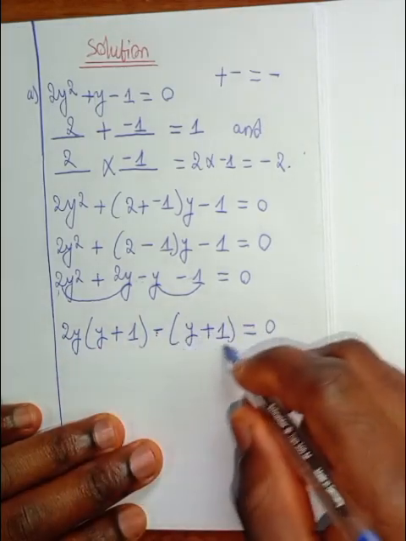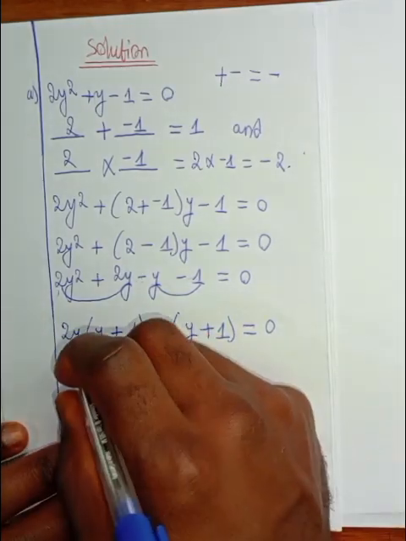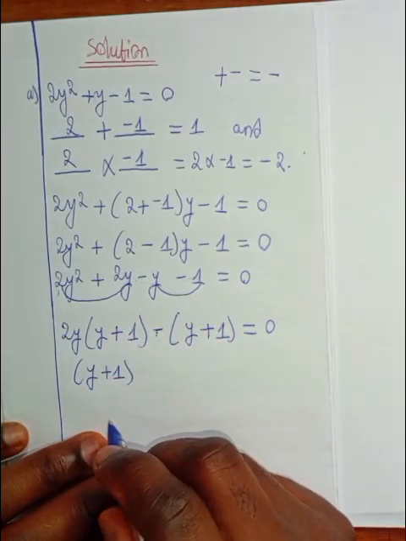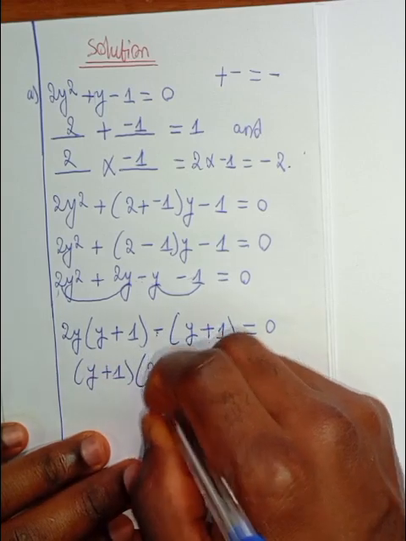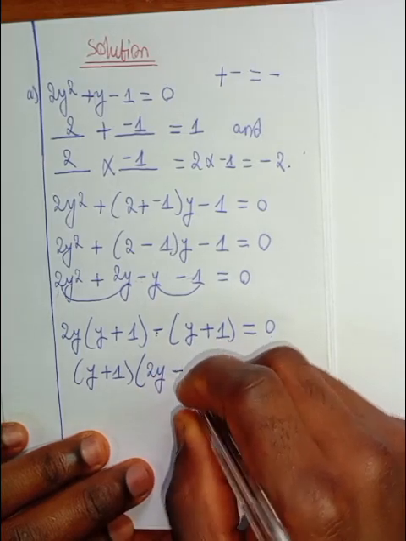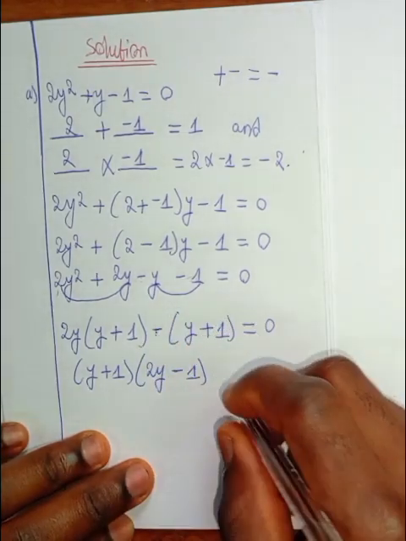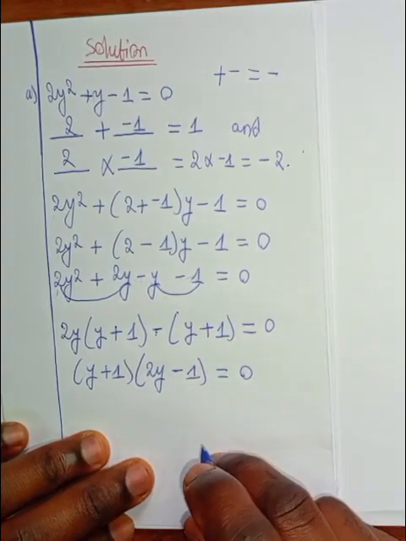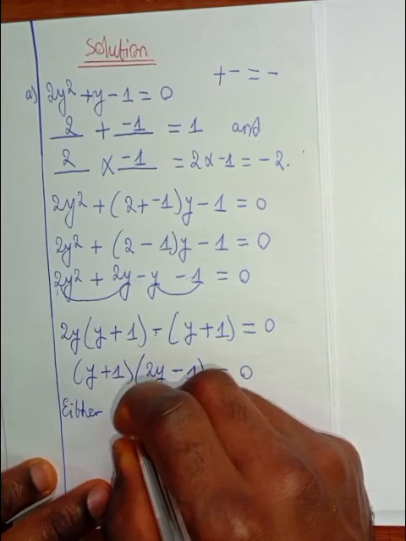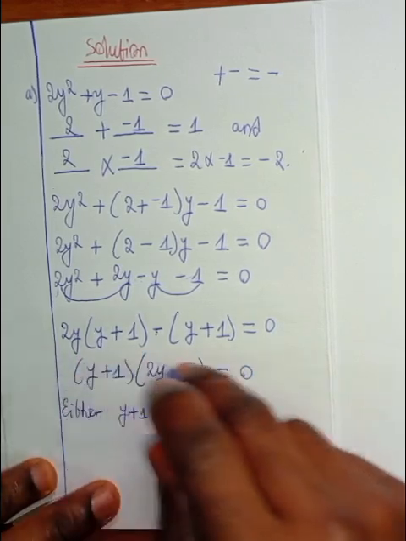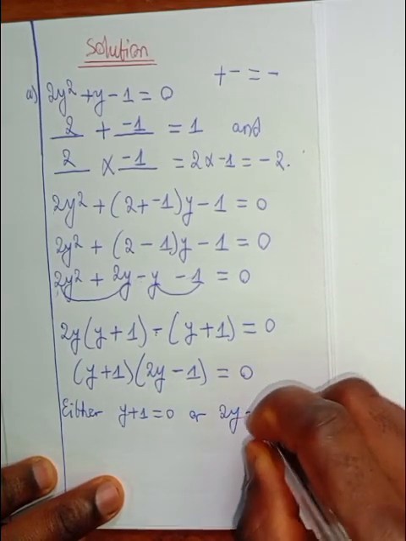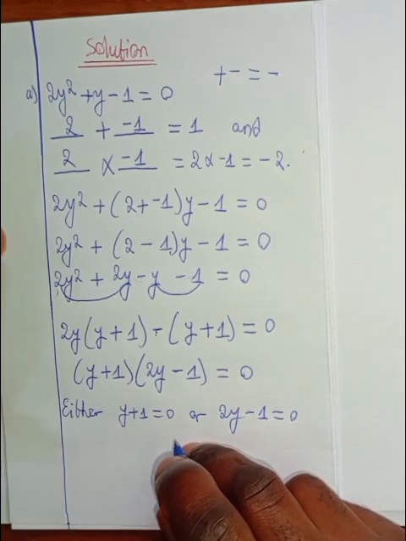Now we have two terms. Looking at the two terms, you will notice that y plus 1 is common. We are going to factor y plus 1 out. y plus 1 times 2y will give us 2y times y plus 1. y plus 1 times negative 1 will give us negative y plus 1. We are going to equate it to 0. At this level, we are going to say either y plus 1 is equal to 0. If this product is equal to 0, either the first one is equal to 0 or 2y minus 1 is equal to 0. We have two linear equations.